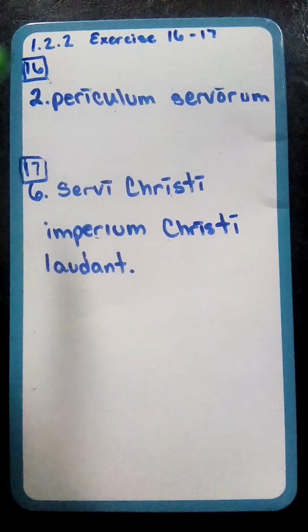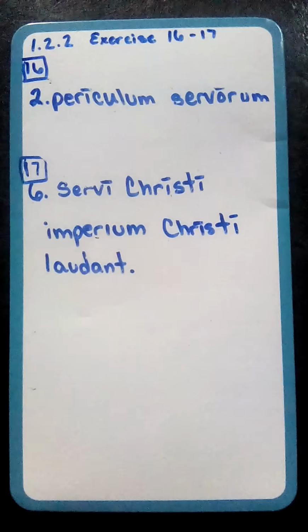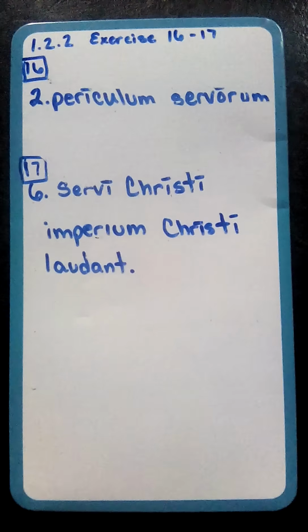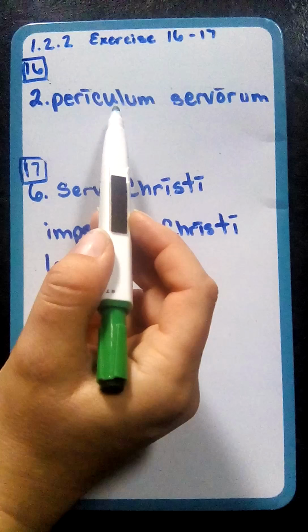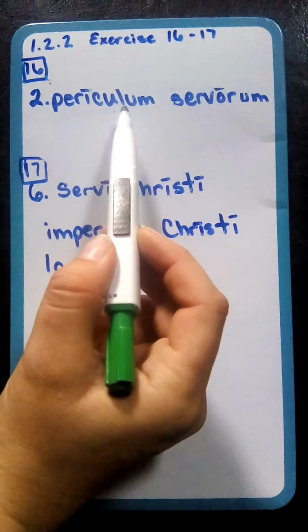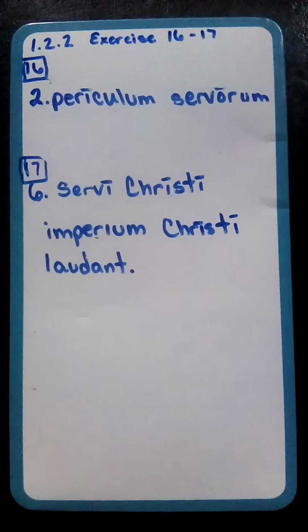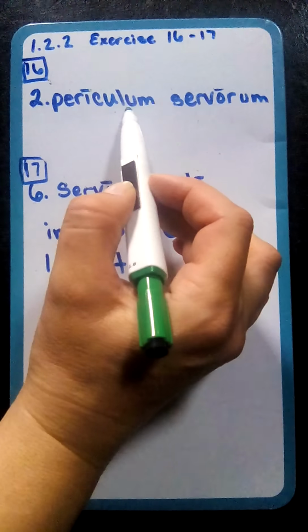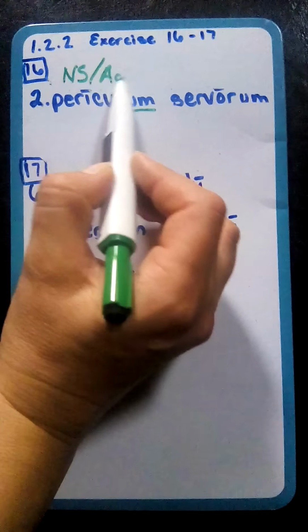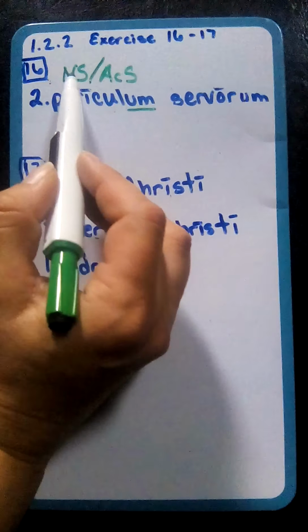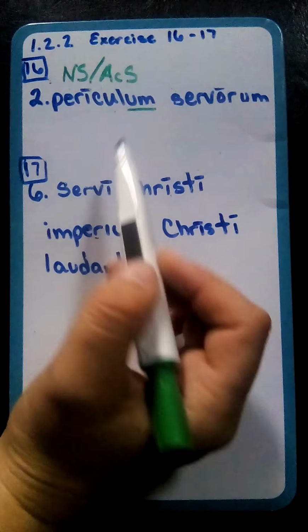Okay, we're going to go over Unit 1, Lesson 2, Section 2, Exercise 16 and 17. Exercise 16 tells us to translate. So we're going to look at our words periculum servorum. Periculum comes from periculum, periculi. So the um ending tells us that this is a second declension neuter. And we have the ending which in the neuter can be either nominative singular or accusative singular, and that's because for all neuter words, the nominative and the accusative agree.